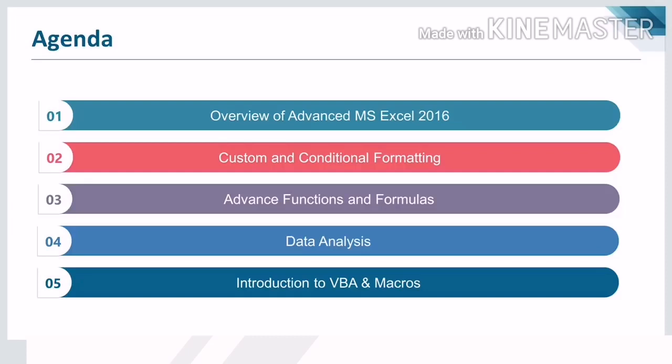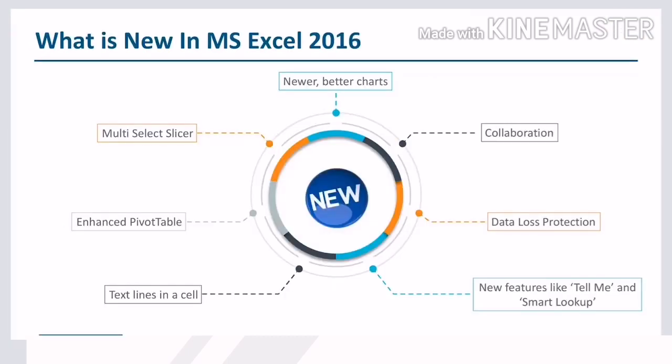Hi, my name is Trisha Jagtiani, and we are going to do the advanced module for 2016 Excel version. So what's new in 2016? New charts like waterfall, Pareto, whiskers, features like Tell Me, Smart Lookup, enhanced pivot table where you have multi-selection options for slicers, search functions and a pivot field list, and many more such functions have been added to 2016 Excel.